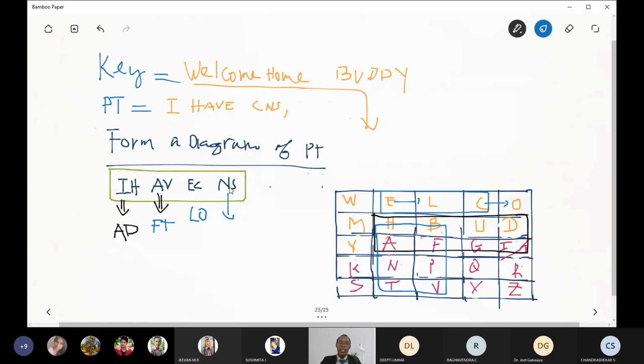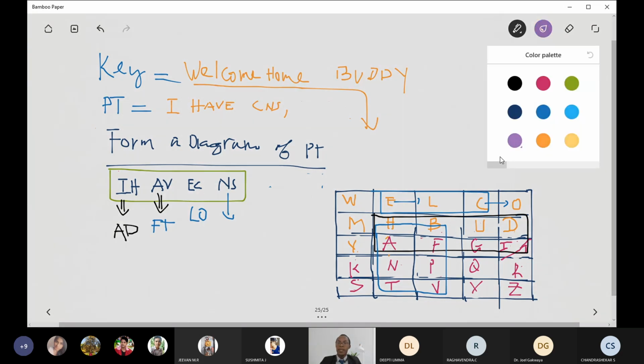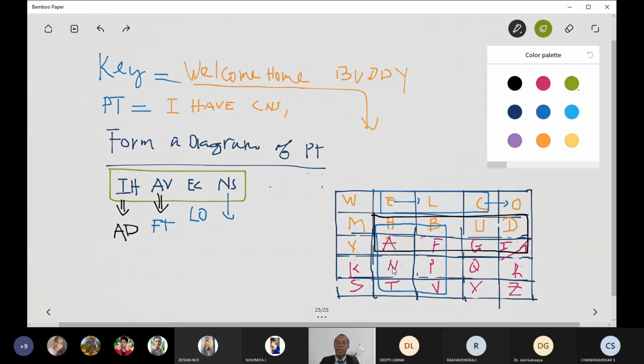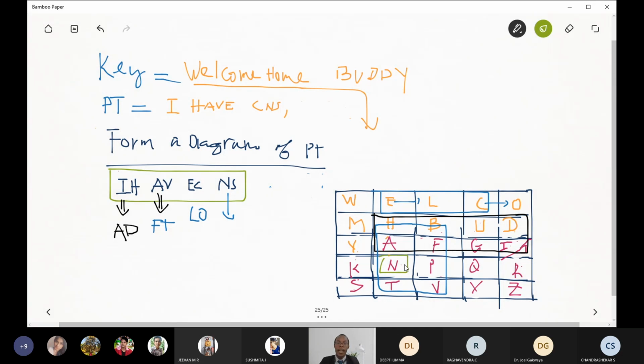Now, what about NC? We come to the same row. This is going to be the same. Okay. And S, N and S. We draw this one. Let me erase this one. We draw this one. NS is going to be KT.